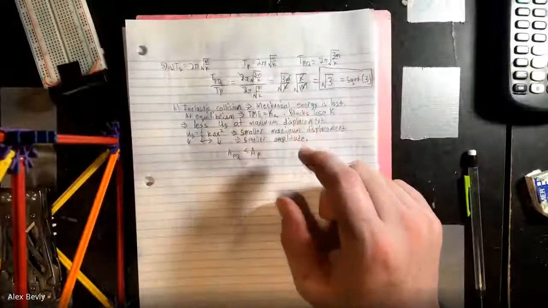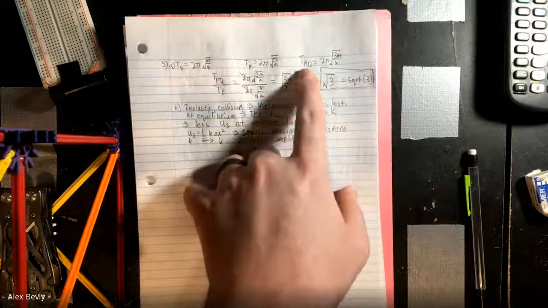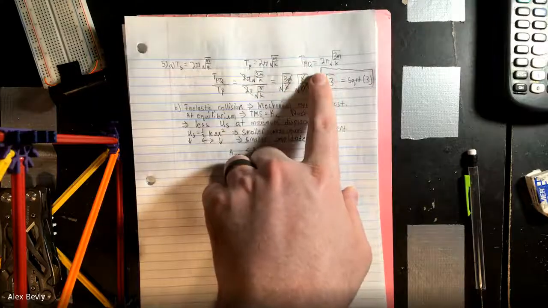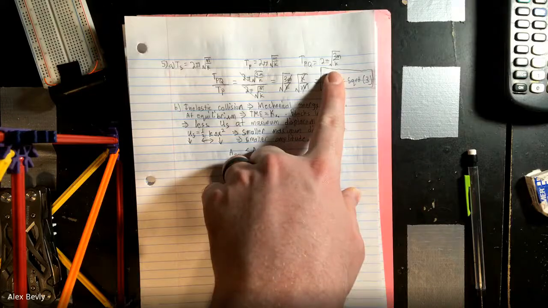So if I drop the mass at the amplitude instead of at equilibrium, the period wouldn't change, right? Because I didn't change anything about mass or spring constant. So I could ask a question like that.